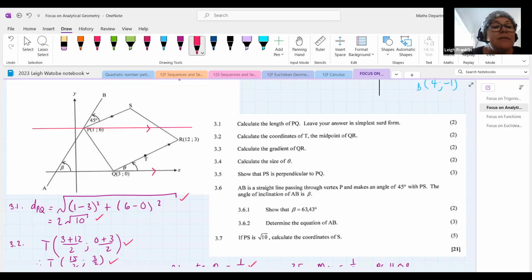Which means that this angle over here would also be theta. Does that make sense to everybody? They would be corresponding angles essentially. Can everybody see that? So the theta down here and the theta up here would be corresponding angles.